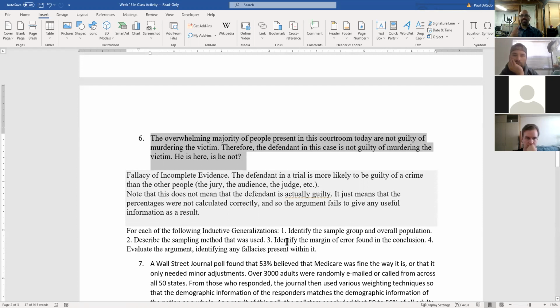Sometimes there won't be one, like number 8. We're going to talk about how there's sort of one, but not really. But if there is at least a margin of error present in the conclusion, what is it? And then lastly, identify the argument, evaluate the argument, tell me is it committing any fallacies, and if not, it's probably a good argument, at least for our purposes.